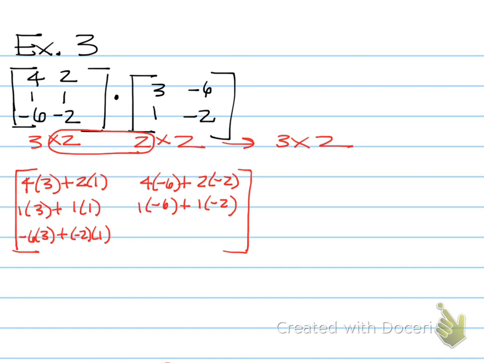And then third row of the first matrix times the first column of the second matrix, negative 6 times 3 plus negative 2 times 1. And then the third row of the first matrix times the second column of the second matrix, negative 6 times negative 6 plus negative 2 times negative 2.